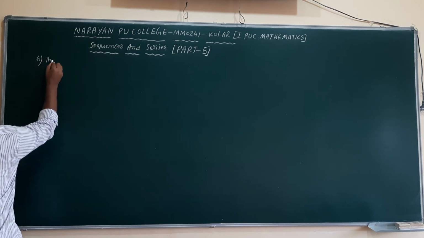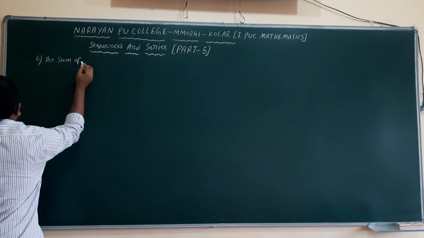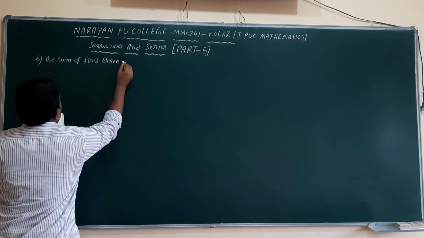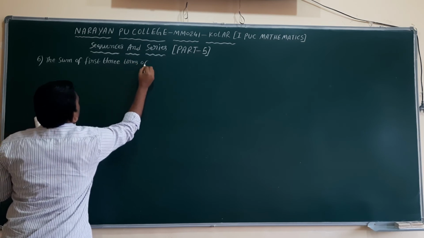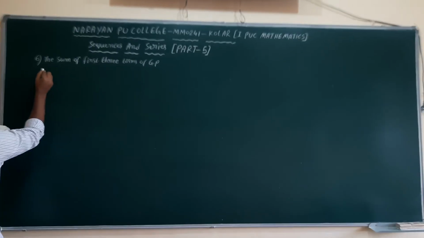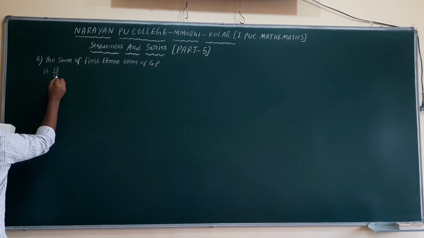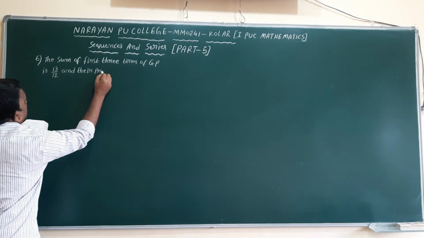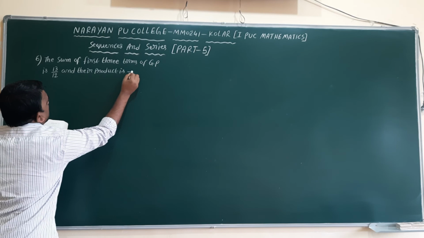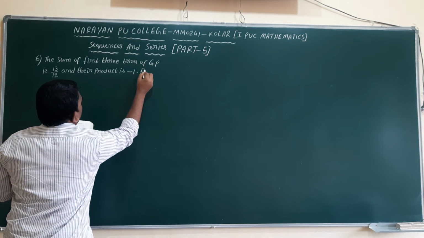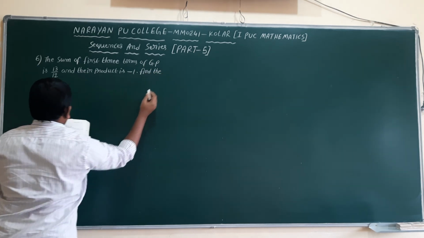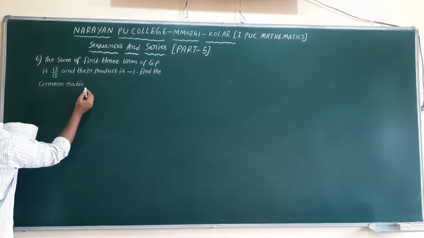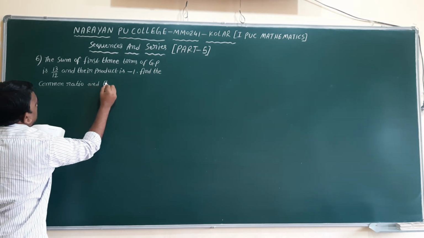The sum of first three terms of GP is 13/12 and their product is -1. Find the common ratio and their terms.